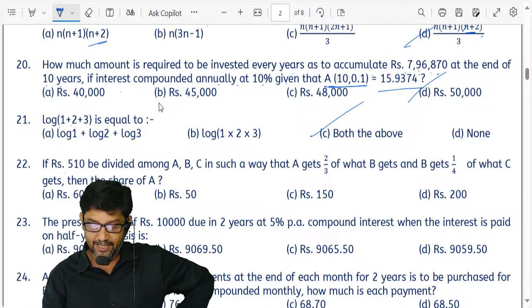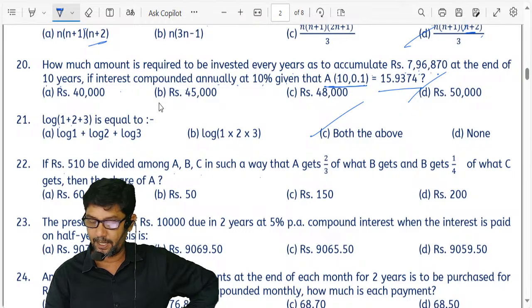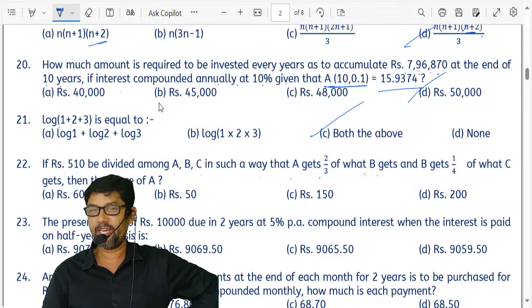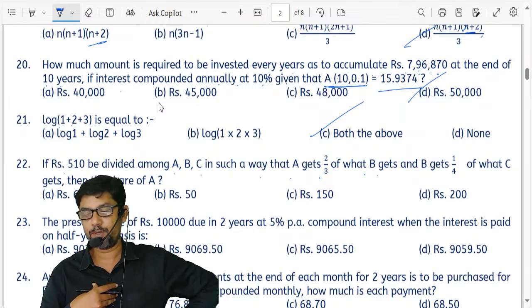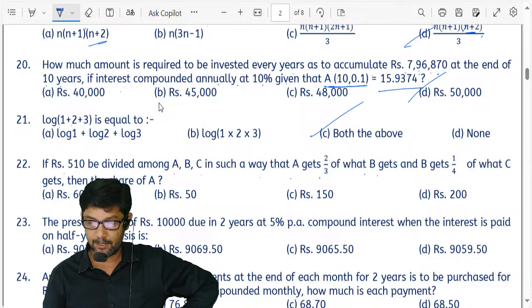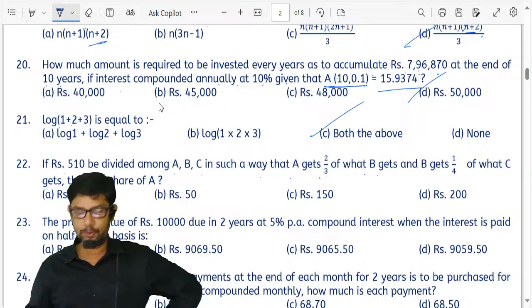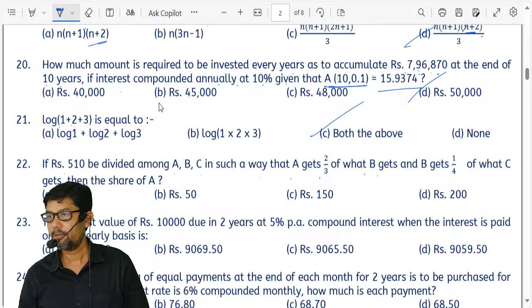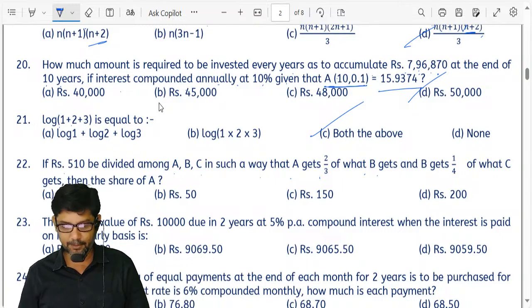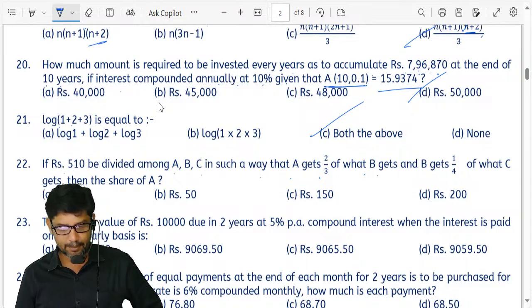Now, 510 is to be divided among A, B, C in such a way that A gets 2/3 of what B gets and B gets 1/4 of what C gets. Then the share of A is. Before I continue, I want you to give me the answer. Which is the answer? Option A. Wow, fantastic. How did you get that? You did something, but you got the answer. Very good.